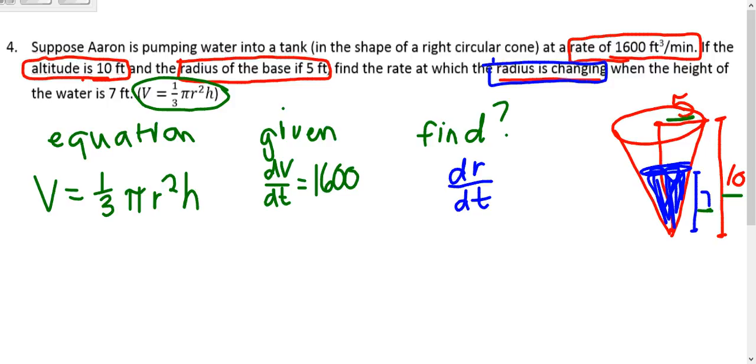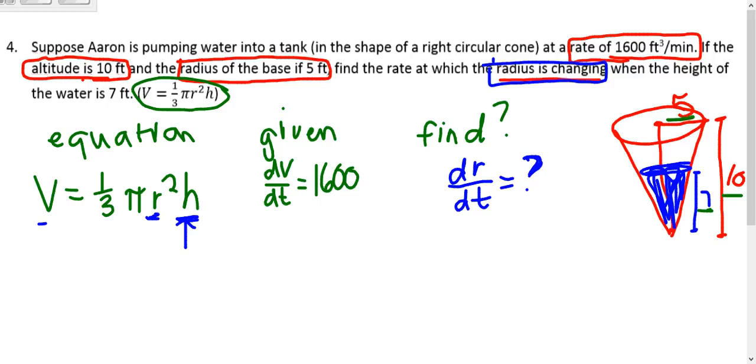When we have an equation that has 3 variables, we need to make sure that we have enough information to work with all of them. We have dV/dt, which will be there. We have a radius, and we are going to have to figure out a height. We're figuring out dr/dt, but nowhere in here do we have anything that helps us find dh/dt. That means we need to eliminate h, which means we need h in terms of r.